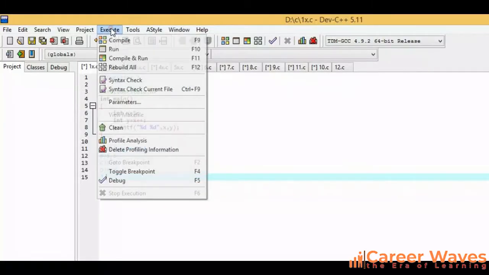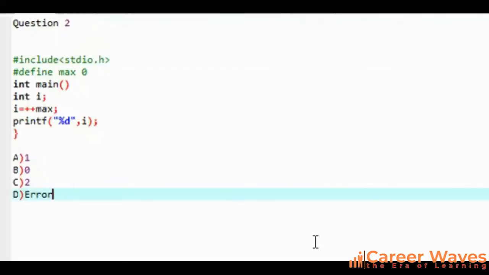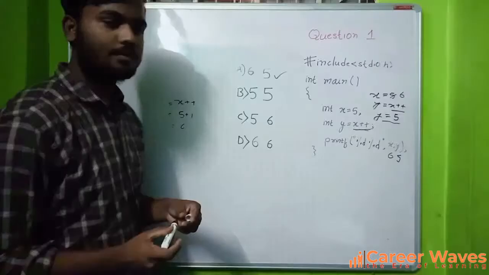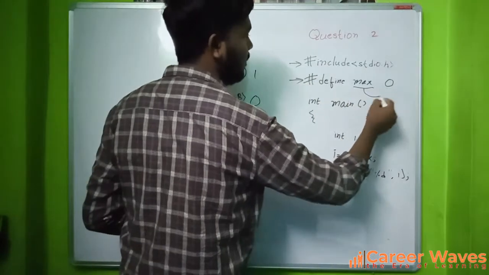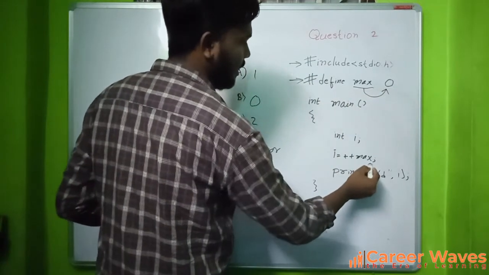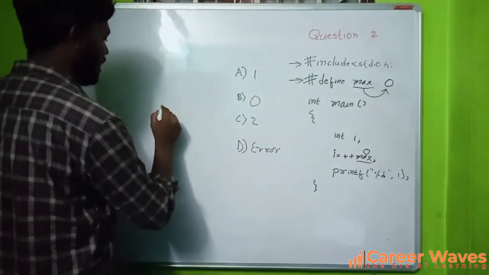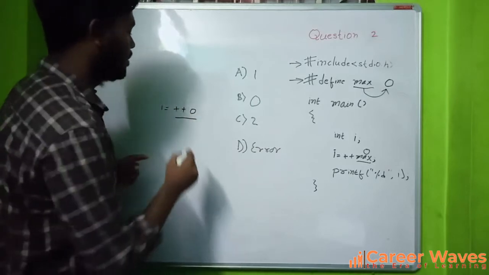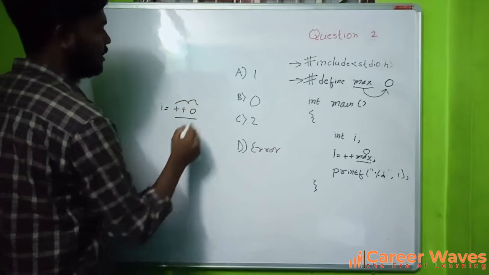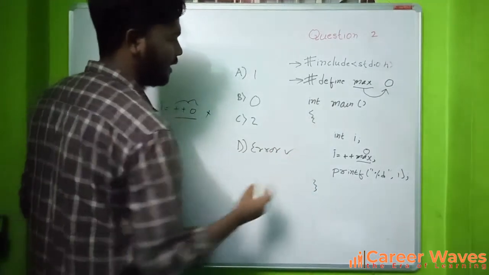Let us see the output for this code. As you can see, now let us find the output for question number 2. Again the preprocessor will resolve this. When it resolves this, max will be resolved as 0. So these lines become i = ++0, and a constant value cannot be incremented like this, so this will cause an error. So the output for this will be option D, error.